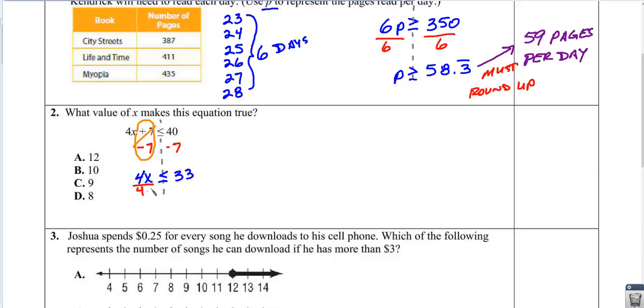Once again, divide by the coefficient to see what 1x is. And in this case, 1x has to be less than or equal to 8 1/4. And the only one of our values that works that's less than or equal to 8 1/4 is the number 8. So you should have answer D.